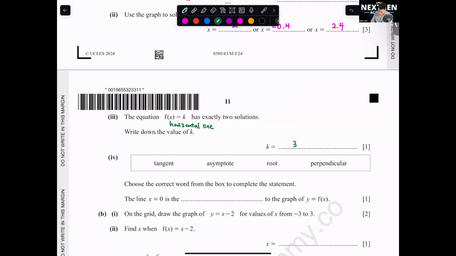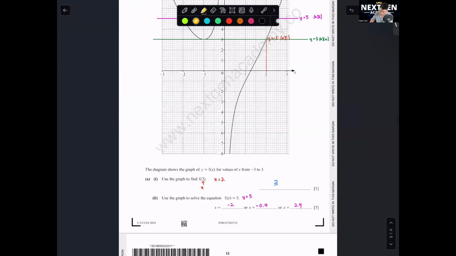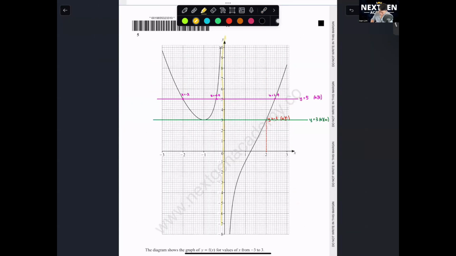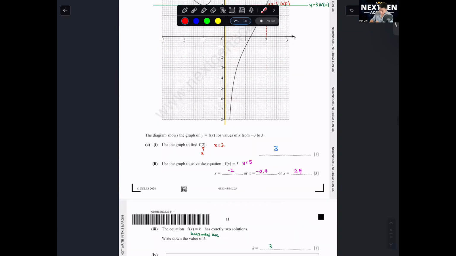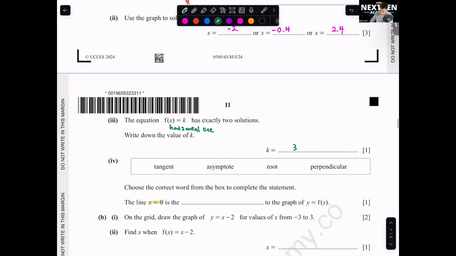Okay, the next one. Choose the correct word from the box to complete the statement. The line x equals 0 is the what to the graph of y equals f(x). Okay, x equals 0, which one is x equals 0? This is x equals 0, okay? It's this y-axis line. What is this thing called? So you look at the graph, right? It never touches the y-axis. Why? Because this is called an asymptote. Asymptote means a line which the graph will never touch.